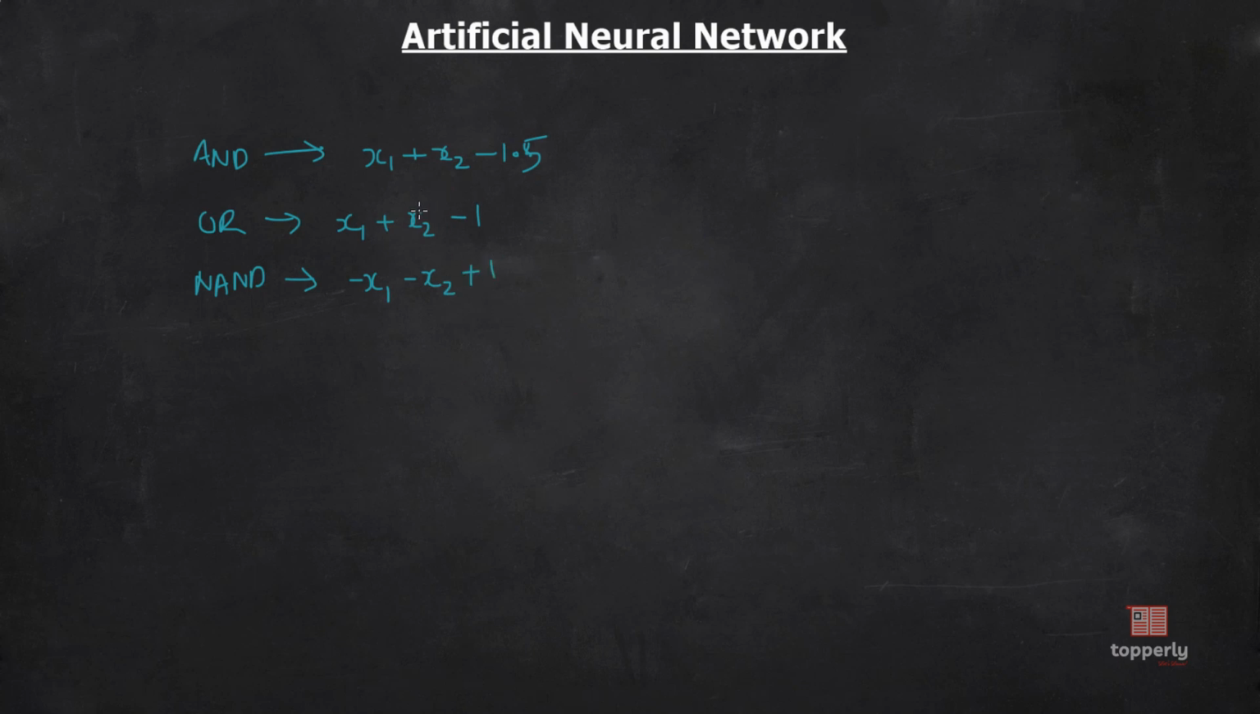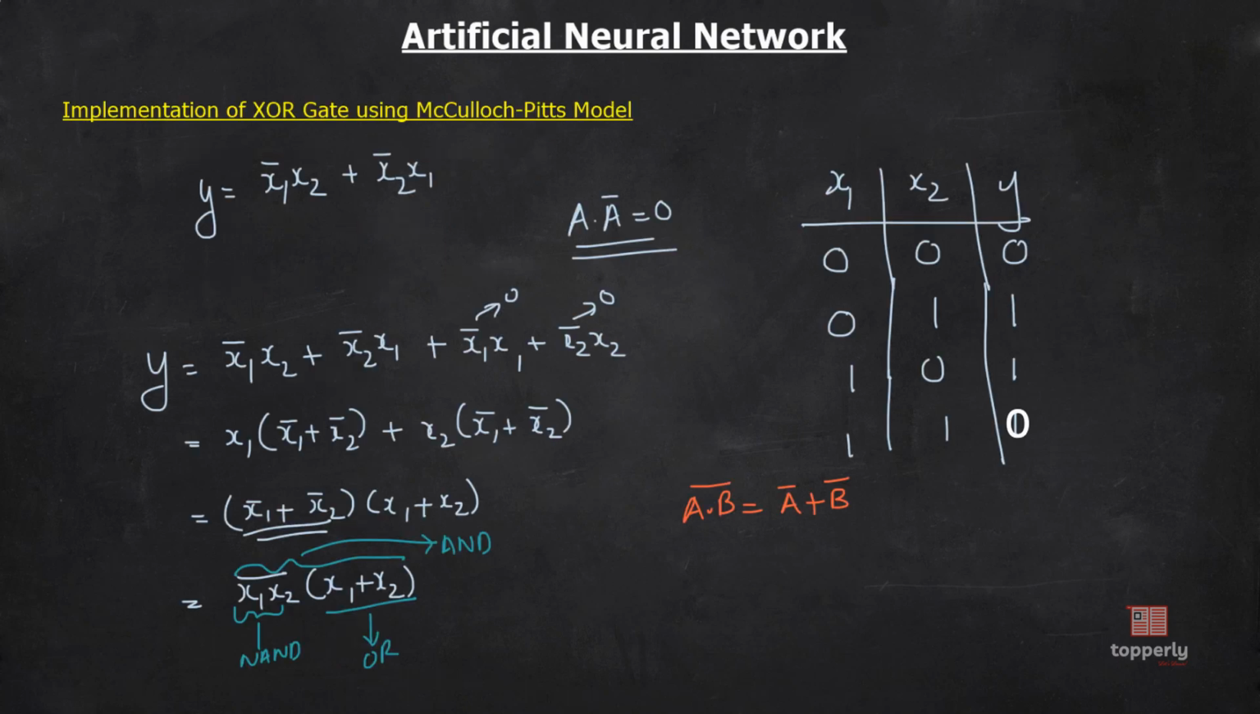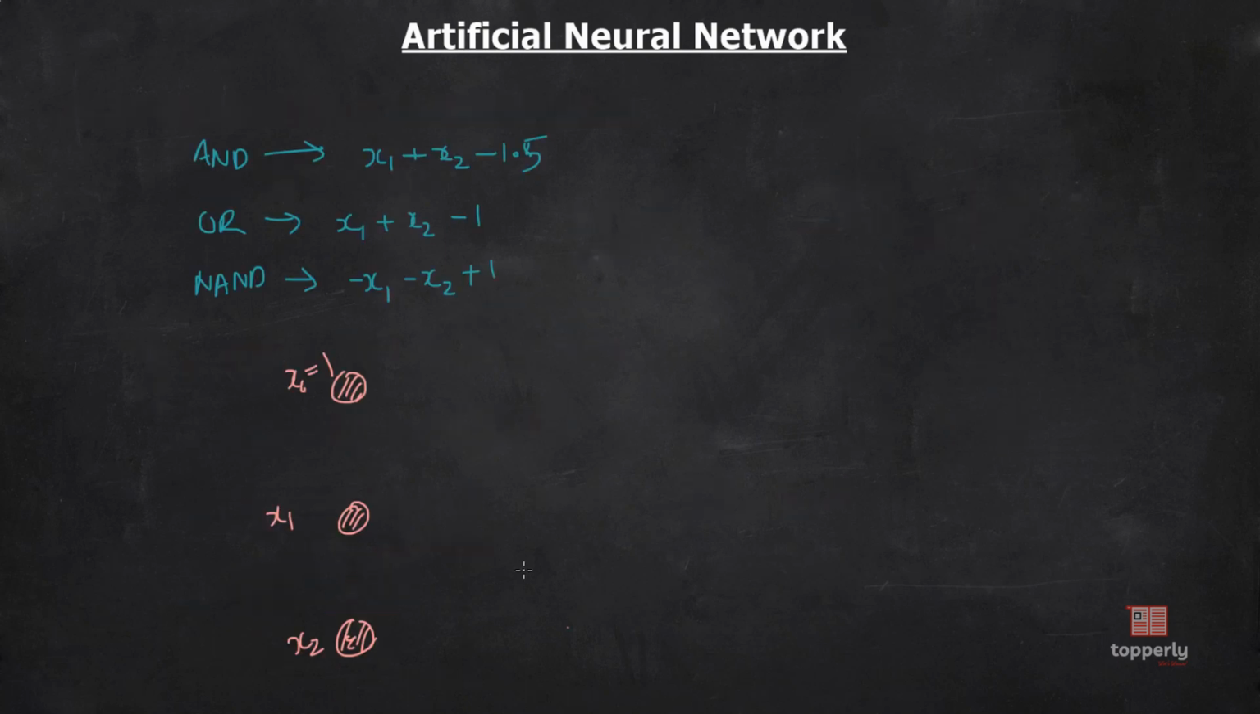Now we will try to implement this. Therefore, first we have 3 input nodes, right? One is x0 equal to 1, and this is x1, and this is x2. So first we will implement this OR gate. Okay, OR gate is x1 plus x2 minus 1. Therefore, we can write it as OR and x1, x2, where the weights are 1, 1, and the weight of the bias is minus 1, right?